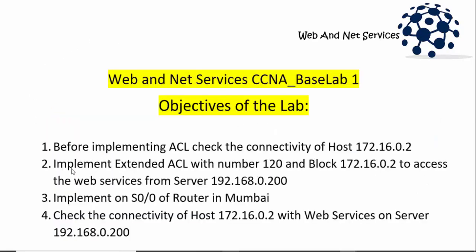Let me show you the objectives. The very first objective is that before any implementation of ACL, check the connectivity to confirm that you are able to reach there. Obviously we are able to reach there, no issue in that. The next point is to implement an extended ACL. Obviously we have to use the extended one because we are going to use a source as well as a destination and a specific protocol from the TCP suite. So implement extended ACL number 120 and block 172.168.1.6 from accessing the web services on this server.